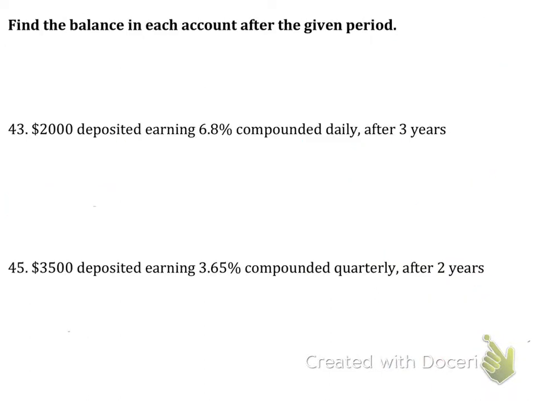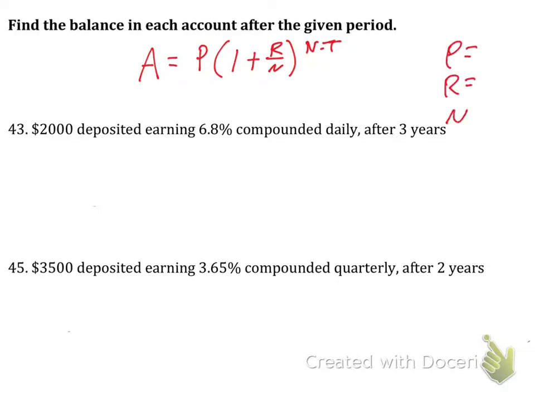All right, so find the balance. So this is our compound interest. So we need to know our equation. So A equals P times 1 plus our rate over the number of times it's compounded, to the n times t exponent. So what I need to do is find P, r, n, and t. So we know that $2,000 is our P, that's our initial deposit.